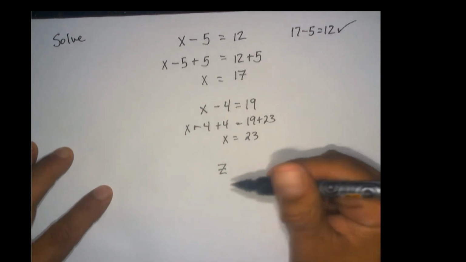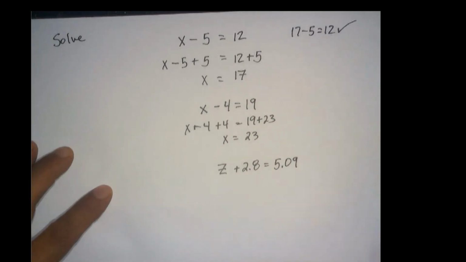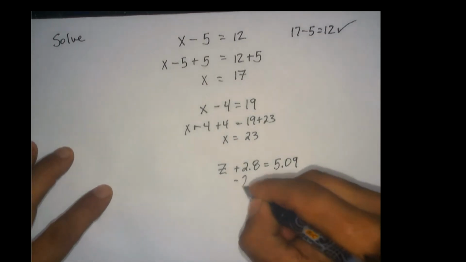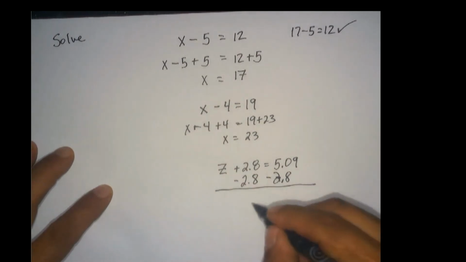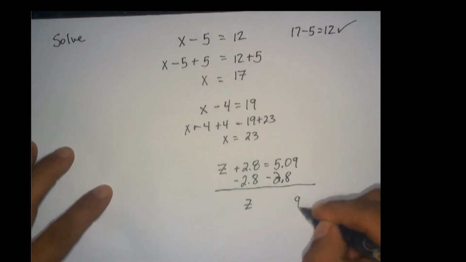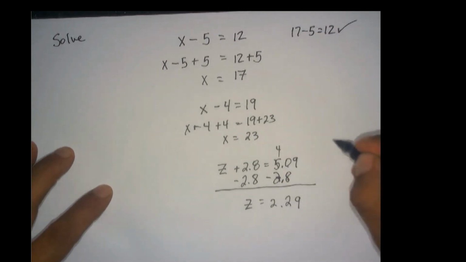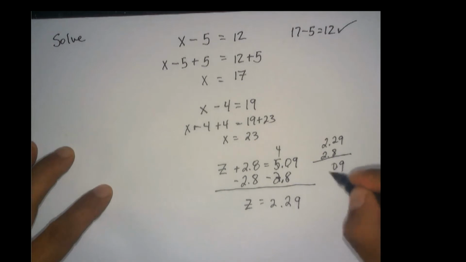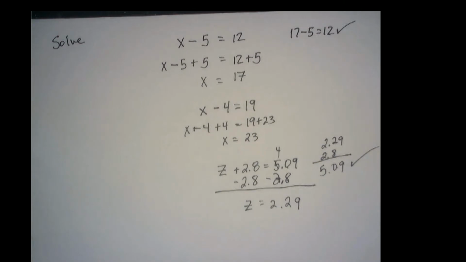Z plus 2.8 is equal to 5.09. So to isolate Z, I'm going to subtract 2.8 from both sides. Well, I guess it's not too bad if I do it like this. Minus 2.8. Alright. So that's going to give me Z over here. And over here, the 9 is going to come down. 10 minus 8 is 2, and we borrow, and we get 2.29. So we'll check 2.29, and 2.8 does equal 5.09.